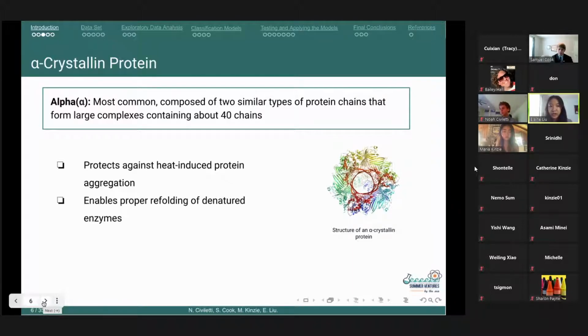And so the reason why alpha crystalline proteins are important is because they're able to prevent the development of cataracts in 2 key ways. First, they protect against proteins aggregating or coalescing as a result of heat, and second, they're able to refold denatured or broken down enzymes and proteins. So when you have mutations to the alpha crystalline, they can sometimes reduce this ability to actually protect and prevent cataracts from developing.